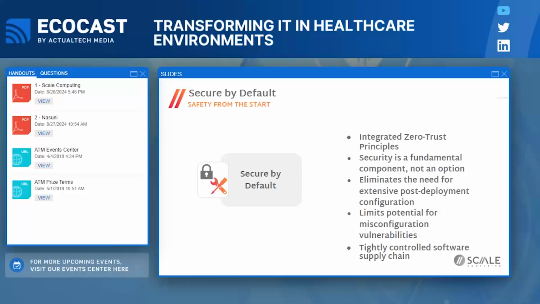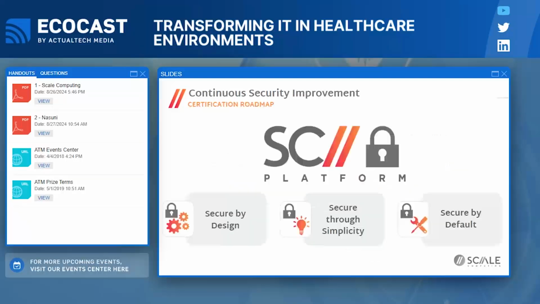Scale Computing platform's secure by default design and tightly controlled development process ensures a robust zero trust security environment, reducing vulnerabilities and offering reliable protection without the need for extensive configurations.